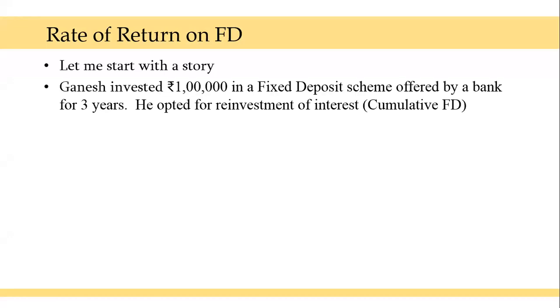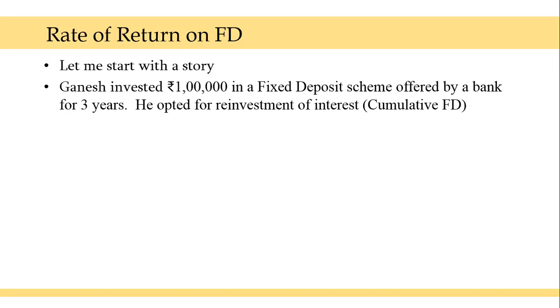Ganesh invested rupees 1 lakh in a fixed deposit scheme offered by a bank for 3 years. He opted for reinvestment of interest, which is known as a cumulative fixed deposit. What happens in a cumulative fixed deposit is no interest payment is made in between, and the entire interest for the 3-year period, or for the period of deposit, is paid to the deposit holder along with the principal amount at the end of the tenor of the deposit.